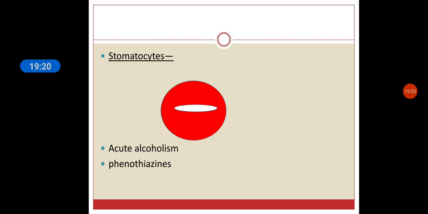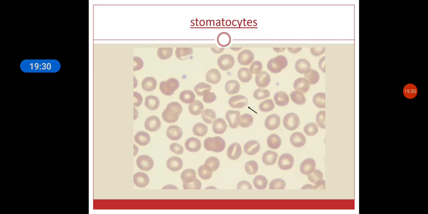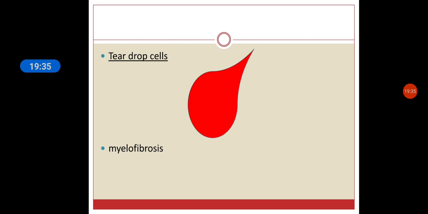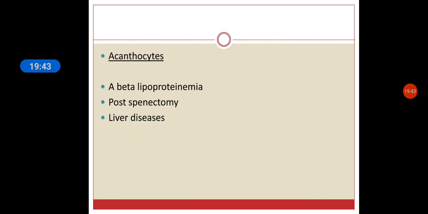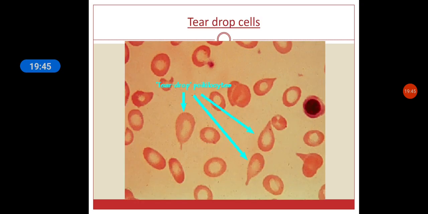That is usually seen in cases of acute alcoholism, or in case of phenothiazines, that is any form of drug administration, especially thiazines. So that is your stomatocytes. Then occasionally you will get teardrop cells, that is usually seen in myelofibrosis. Okay, so that is your teardrop cells, which you can appreciate. Can you see that like a bindi?